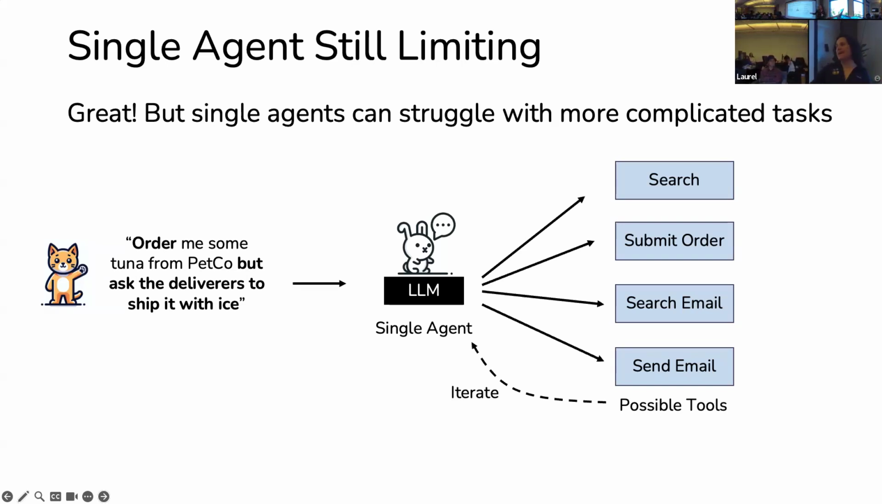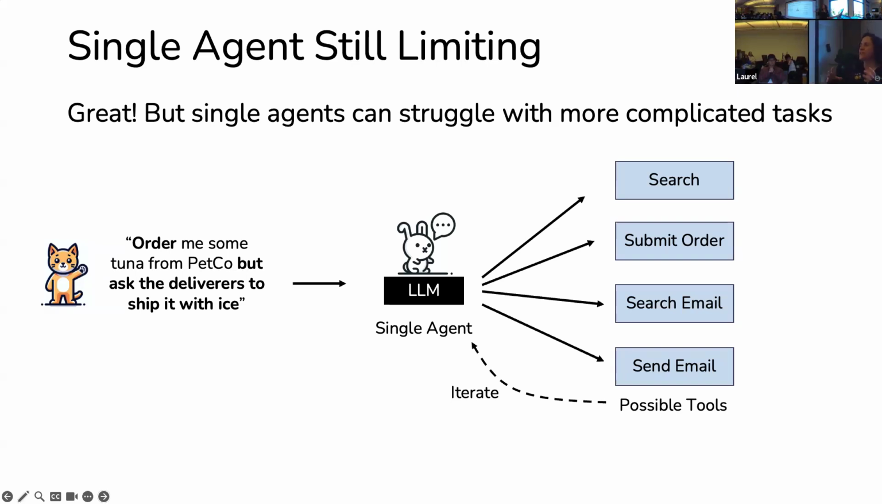And so if you really think about it, the cat doesn't just want to look at some tuna, it really wants some tuna. So if you expand it to be a more complicated task, where it's wanting to order some tuna from Petco, but deliver it on ice, because I don't know, I had to make it more complex somehow and thought of what a spoiled cat would want.